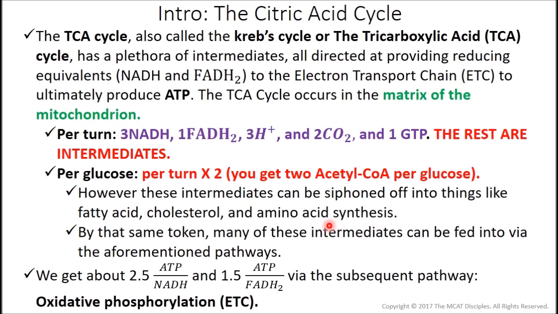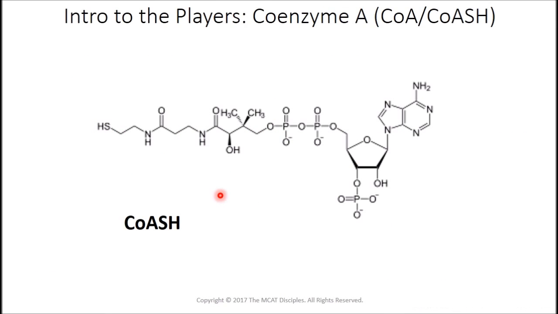Okay. We get about 2.5 ATP per NADH molecule that we make, and we get about 1.5 ATP per FADH2 molecule that we make via oxidative phosphorylation or the electron transport chain. So just a quick introduction to the players here.